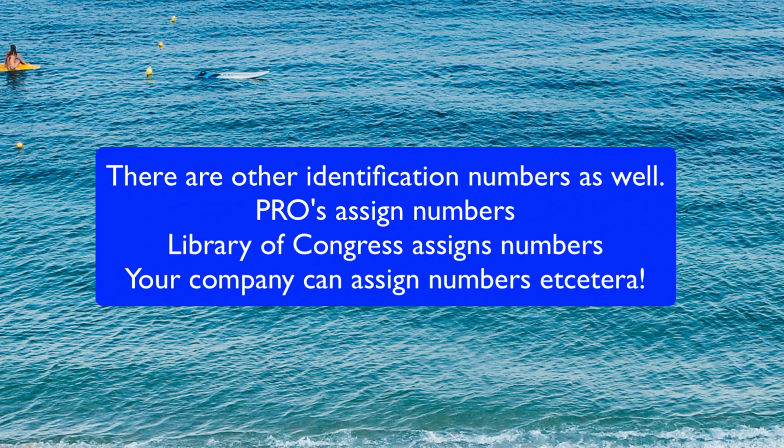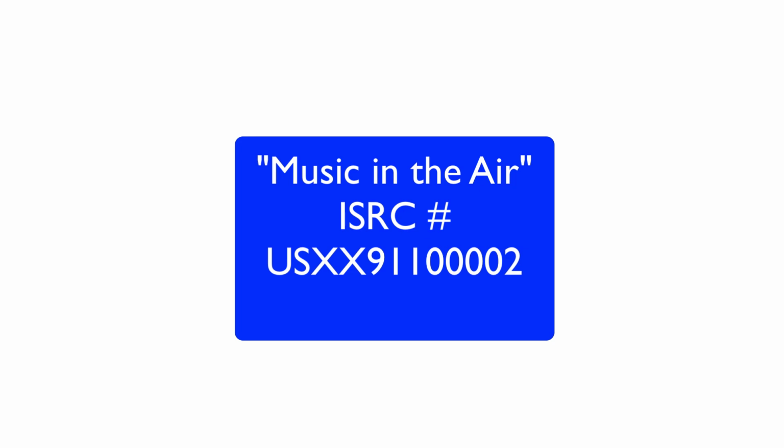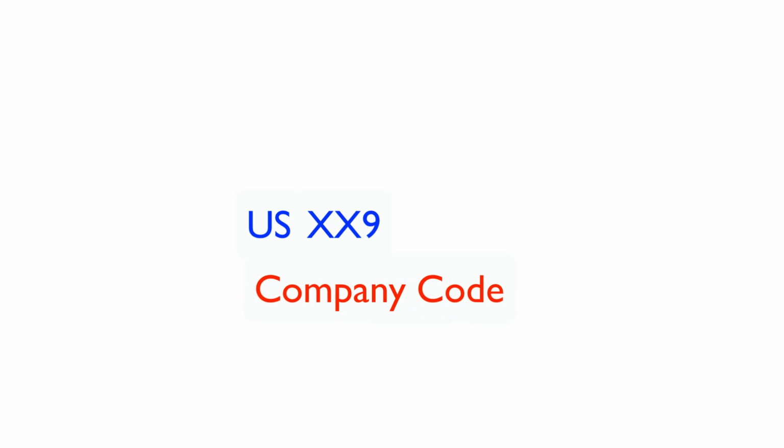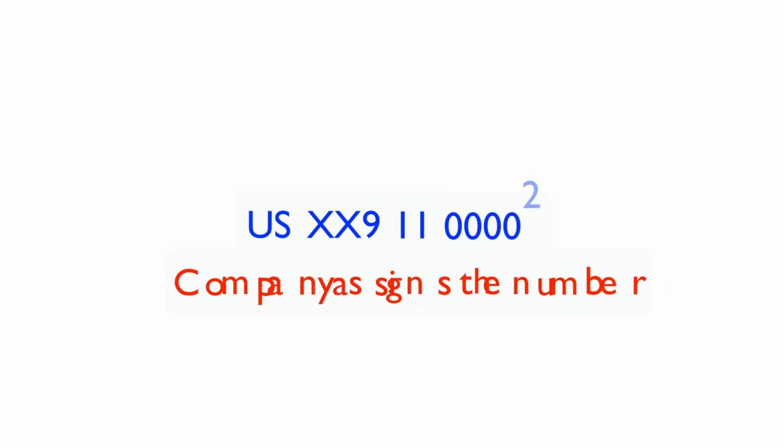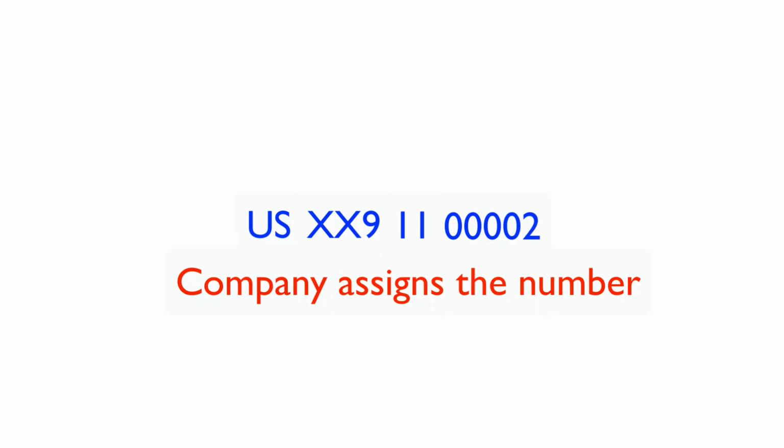Here is an ISRC number from one of my songs titled Music in the Air: US XX9 11 00002. Now let's break it down to understand what the numbers mean. The US is the origin of the country. XX9 is a unique registration code assigned to my label, Jewelstone Records. The number 11 is the year the single was released, and the last 5 digits, I actually assigned those numbers. I was able to assign those numbers to that single because I have my own registration code for my label.